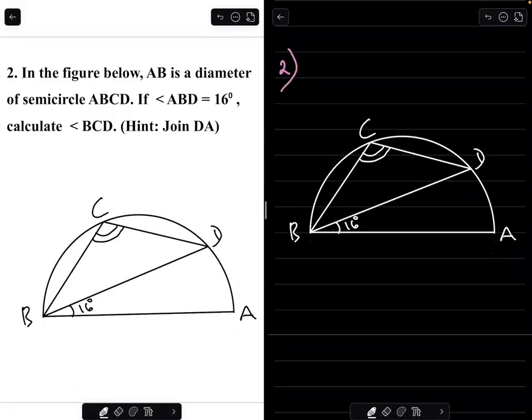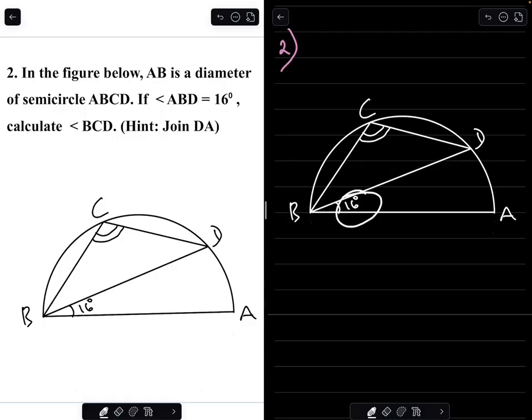Now let's go to number 2. In the figure below, AB is a diameter of semicircle ABCD. If angle ABD is equal to 16 degrees, this is angle ABD, calculate angle BCD. There's a hint that says join D to A. Let's do that first of all.